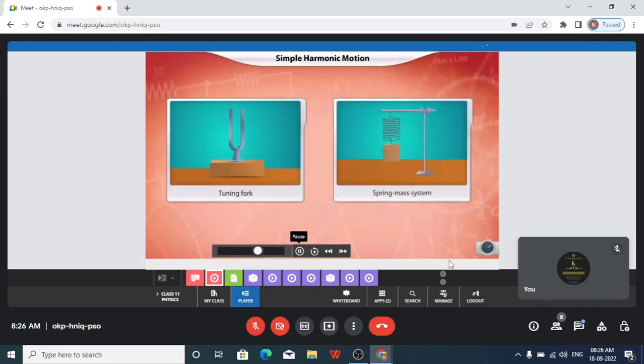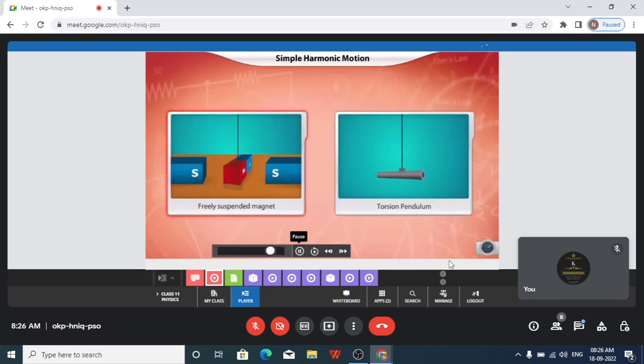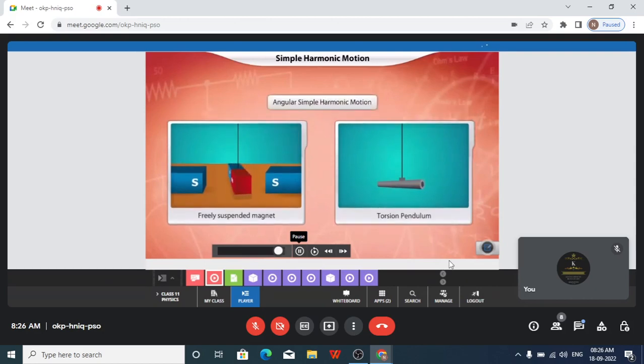Another example of simple harmonic motion is the oscillation of a tuning fork. The motion of a tuning fork and a spring mass system exhibit linear simple harmonic motion as they occur under the restoring force. Observe a freely suspended magnet placed in a uniform magnetic field and the oscillations of a torsion pendulum. These motions exhibit angular simple harmonic motion as they occur under the restoring torque.